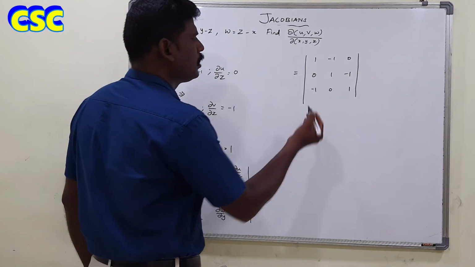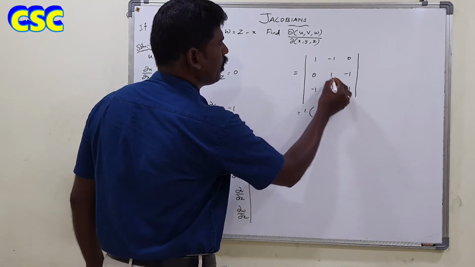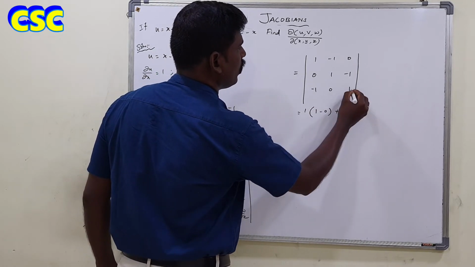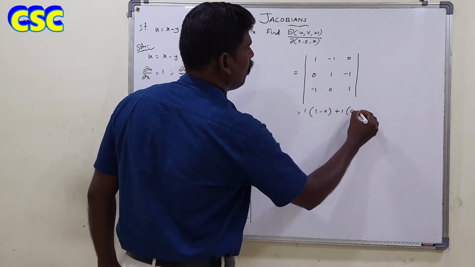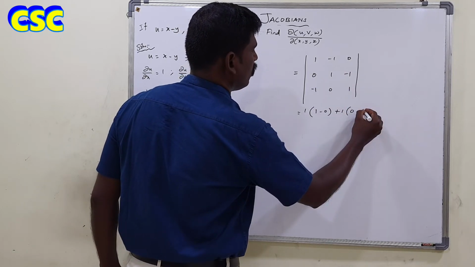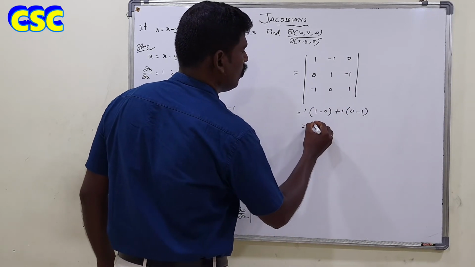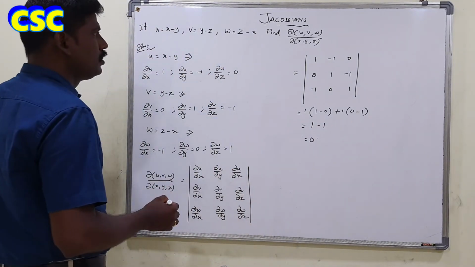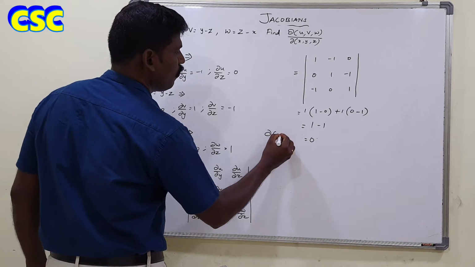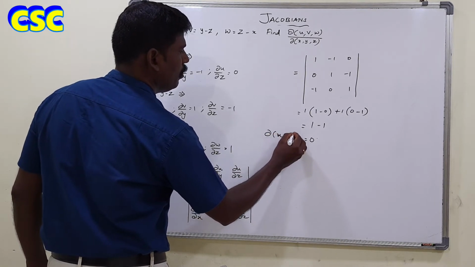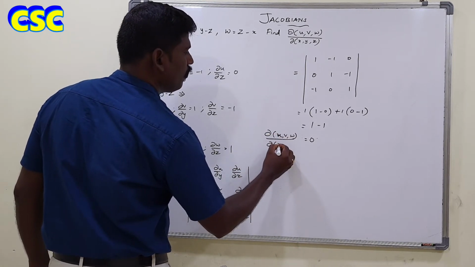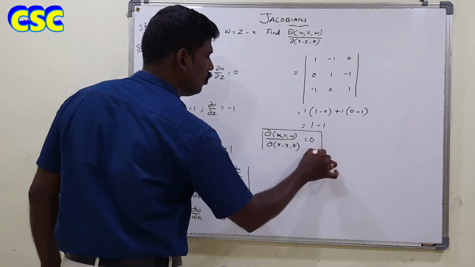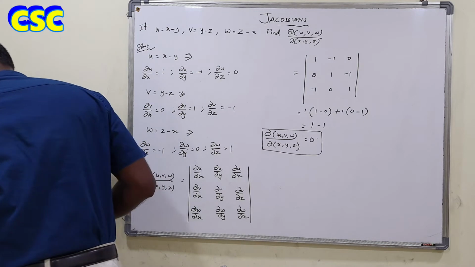Right? Expand it. So 1 into the determinant 1 minus 0. Minus of minus 1 becomes plus 1 into 0 minus of minus 1 into minus 1, plus 1. So 1 minus 1 is equal to 0. So the Jacobian value is 0. Dou of u, v, w with respect to dou of x, y, z is equal to 0. That's all. Next one.